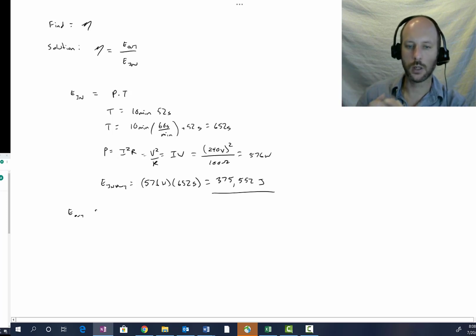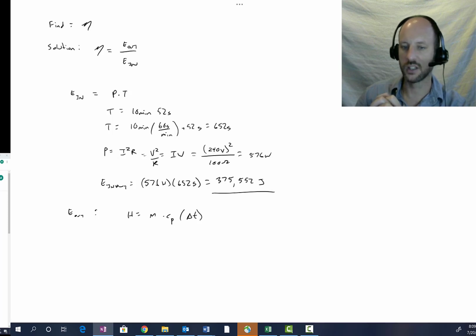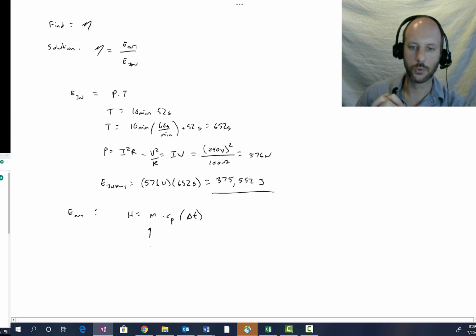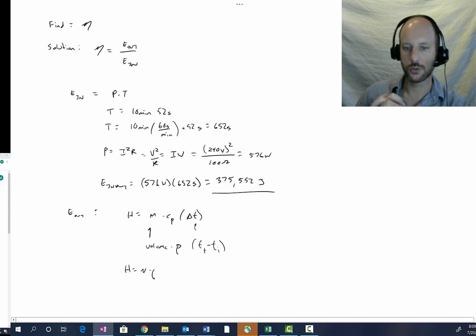Now we need to solve for the useful energy absorbed by the water, so that's the formula H equals mass times specific heat times delta T, the temperature change that we went through. We weren't given mass, however, so we need to calculate that, and we know that mass is equal to volume times density. And we were given a volume of water. We were told that it was a liter. We also need to calculate delta T, which is just the final temperature minus the initial temperature. So H is going to be volume times rho times C sub P times TF minus TI.